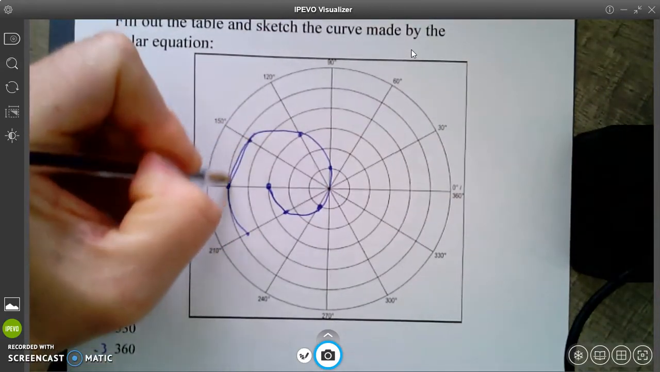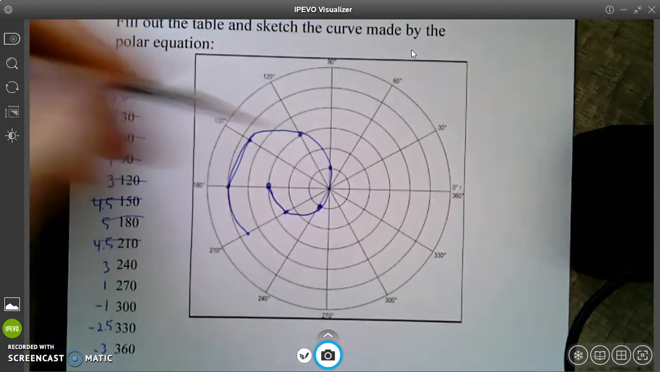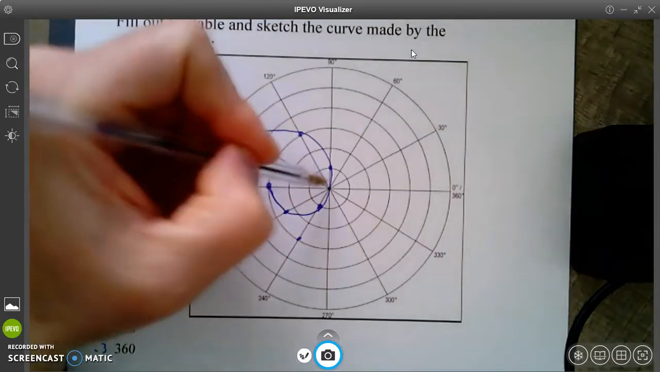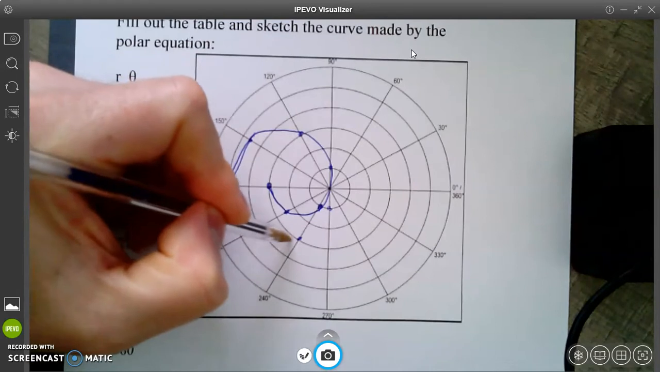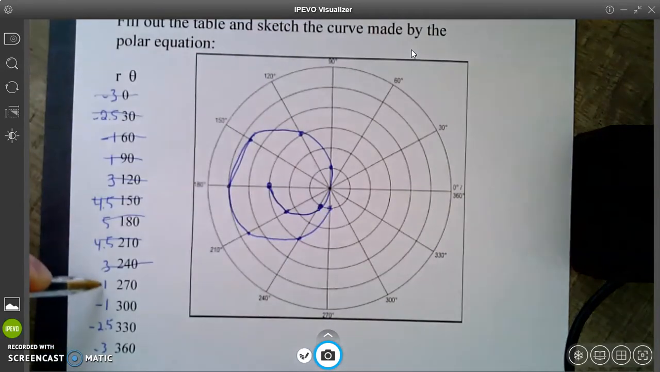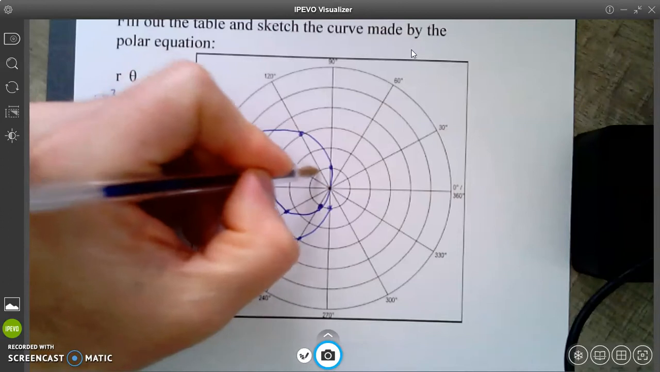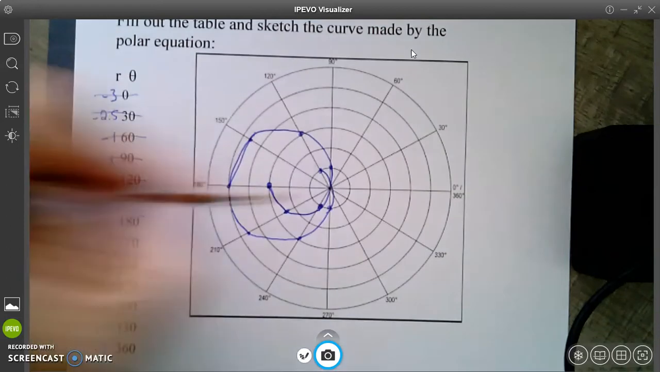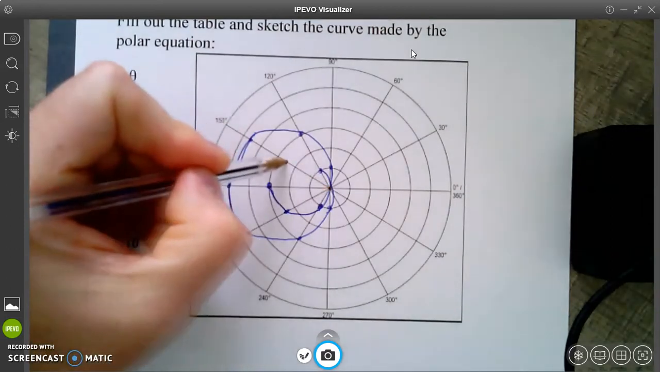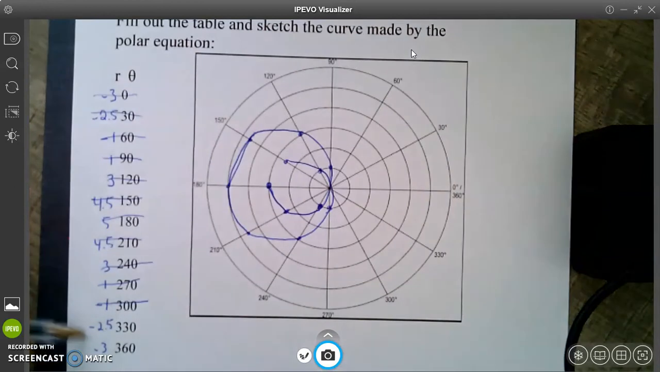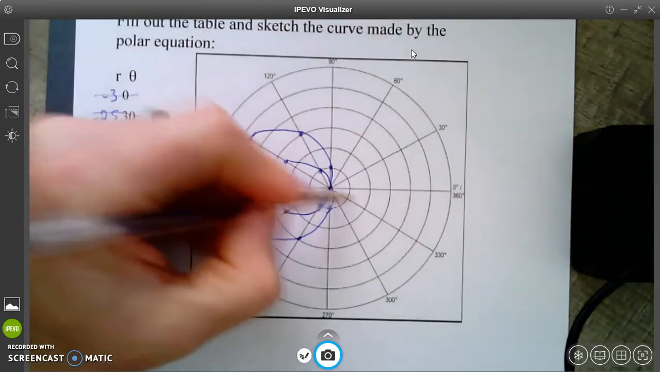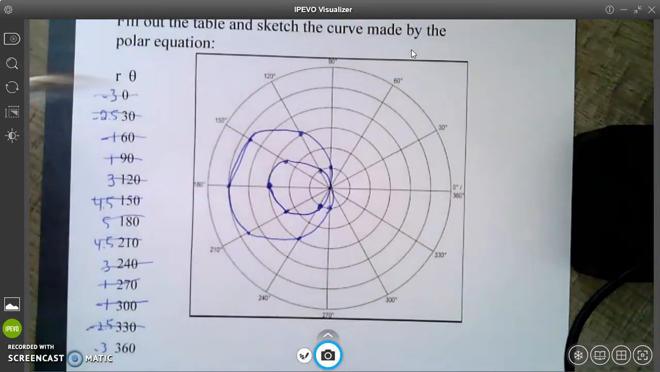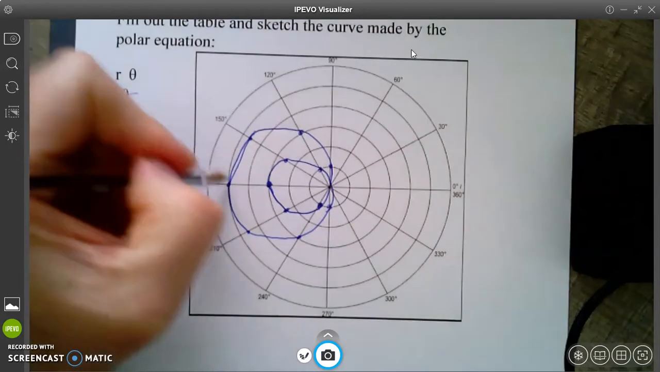Ooh, that one was not very smooth, but you get the idea. 240 and 3. 270 and 1. 300, negative 1. 330, negative 2.5. And 360, this way, negative 3 back, so it just ends up on itself, which makes sense. It should be periodic. Okay, and it's not the prettiest thing in the world, but that's the idea.